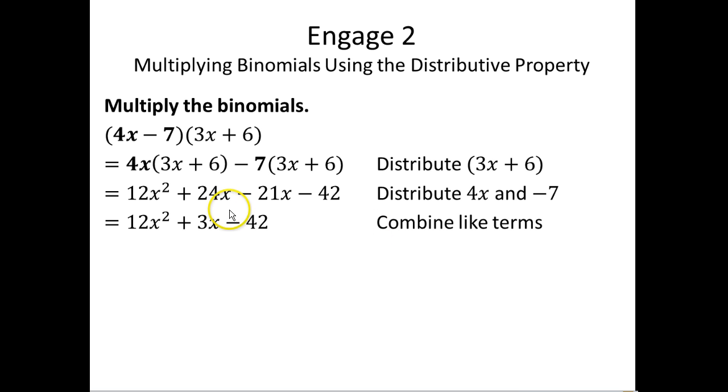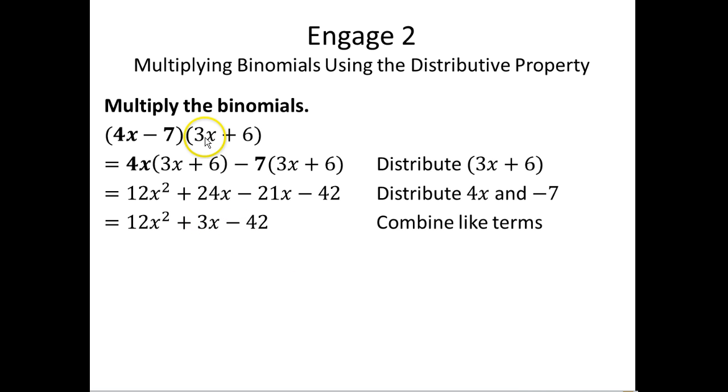Once again, combining my like terms, I have 12x squared. Since there's no other x squared terms in this polynomial, I pretty much leave it alone, and I have 24x, take away 21x, that leaves me with 3x and minus 42.